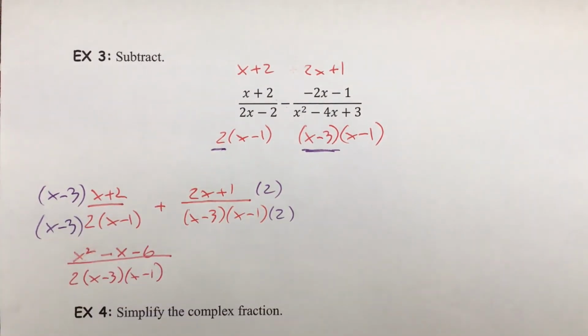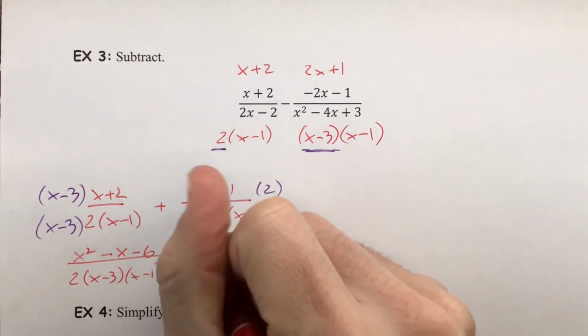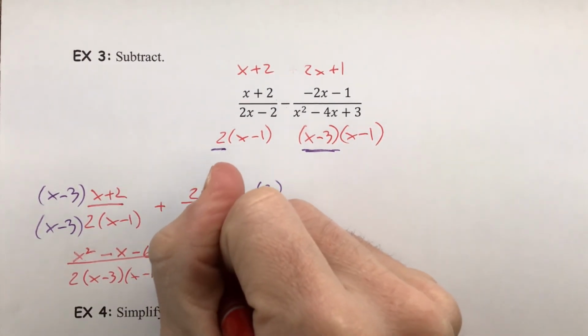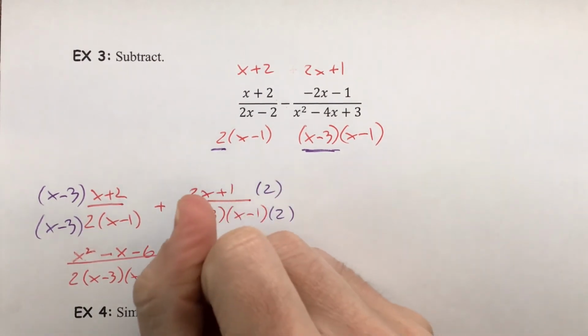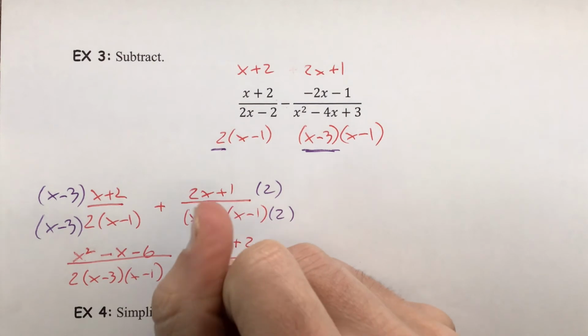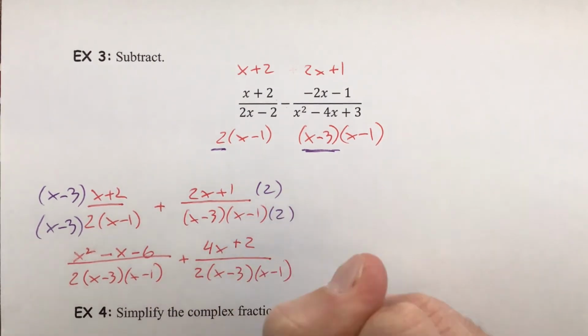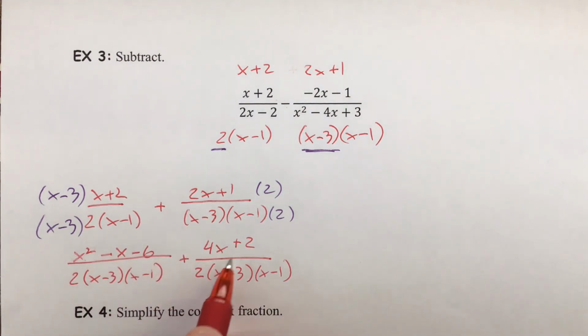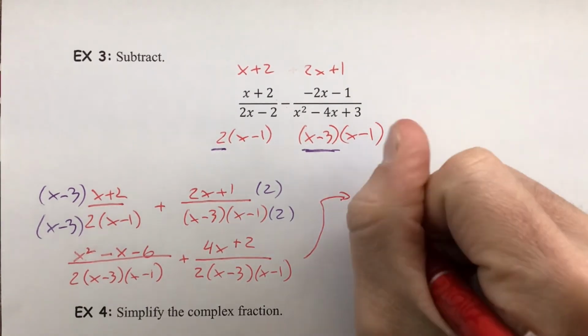Looks like that. Okay, and then the other fraction, we can just distribute the 2. So we're going to get 4x plus 2. That would also be over 2, x minus 3, x minus 1. Next, what we'll do is group all the like terms that we have in the top. Okay, let's go ahead and write down the denominator.